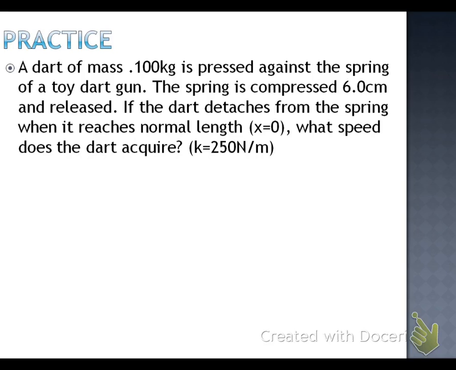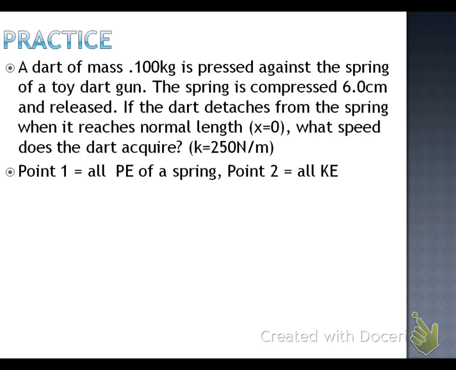Okay, so the dart has a mass of 0.1. It's pressed against the spring of a dart gun. It's compressed 6 centimeters. If it detaches from the spring when the spring reaches its normal length or when it reaches its static position, what speed does the dart acquire? We know our mass is... all right. This is all saying that at our initial position, we only have potential energy. At our final position, we only have kinetic energy.